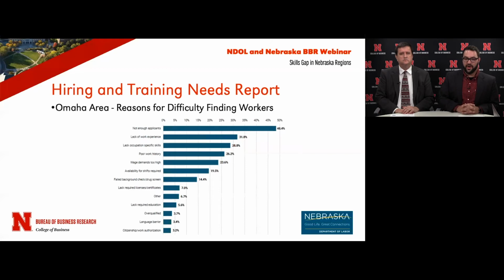Here's an example of a graph from the Omaha area study. After we ask employers whether or not it's difficult to hire occupations, we ask them why, what are the reasons, and we give them this list. In every area, the top answer is always not enough applicants. As you can see here in Omaha, 48% of employers who found it difficult to hire their occupation said it was due to not receiving enough applicants, but also lack of work experience and lack of occupation-specific skills. And this ties into the perceptions of potential job seekers and their obstacles to changing and reentering the workforce.